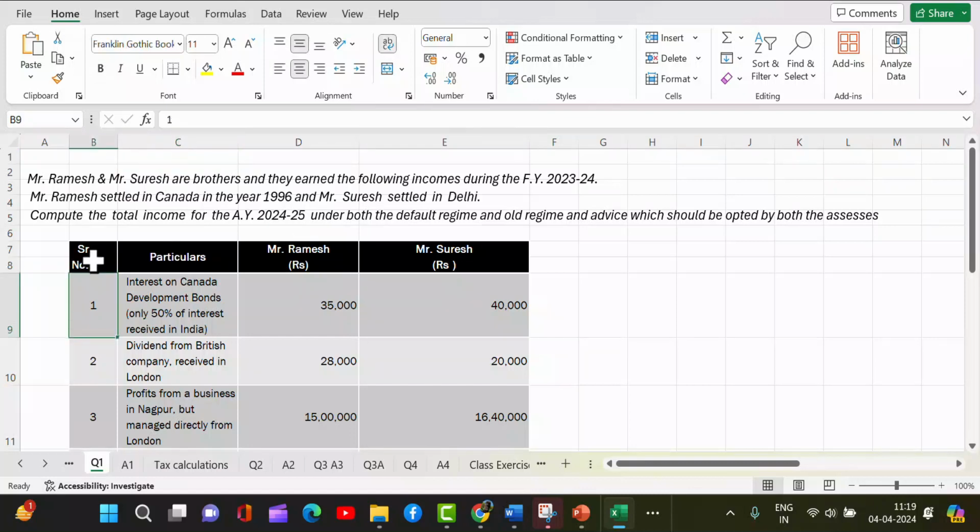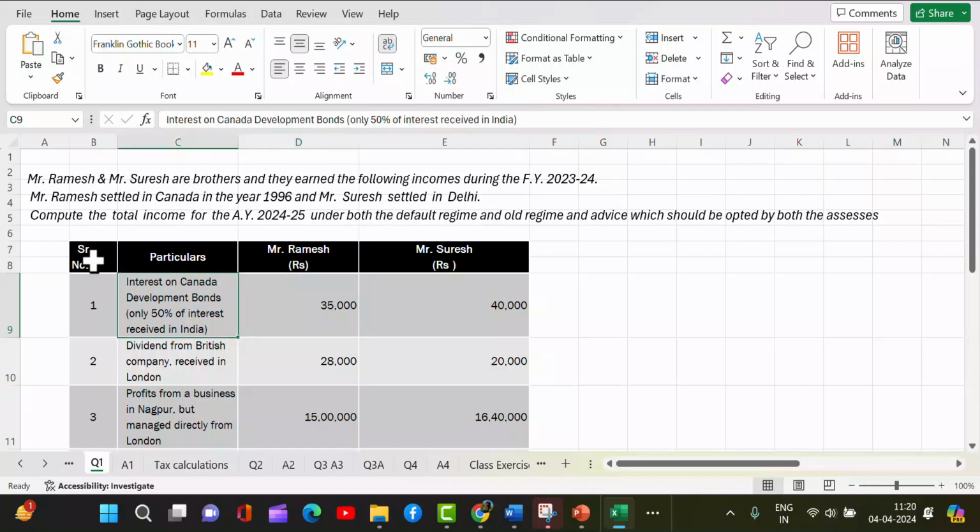So first is, read this, Kishore. Interest on Canada development bonds, only 50% of interest received in India. So tell me, Mr. Ramesh, Suresh has got how much? 40,000. And Suresh is settled in Delhi. So will it be taxable in his hands? Yes. Okay. And what about this? Ramesh has got 35,000. That won't be taxable.